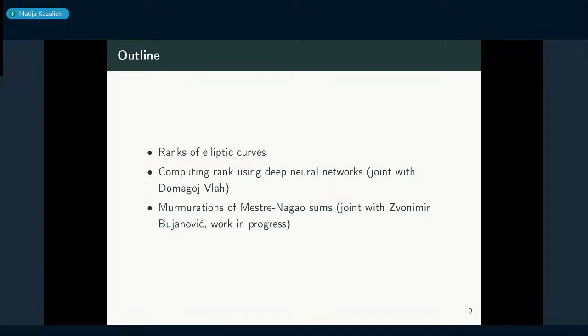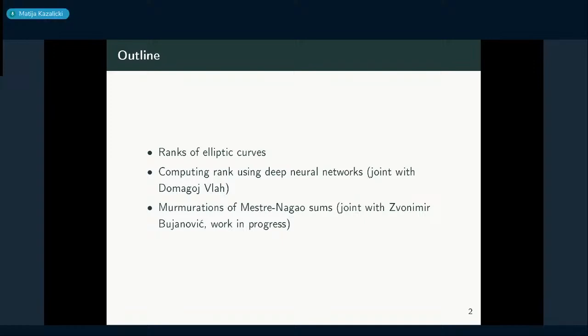So this is the outline of the talk. First I'll start with an introduction to elliptic curves and to the ranks of elliptic curves. This is for those who are not familiar with these topics. After that, I'll talk about the first project, about computing the rank using deep neural networks. This is joint work with Domagoj Vlah. And in the second part of the talk, I'll talk about the recent project with Zvonimir Bujanovic. This is work in progress. I'll talk about Mesner-Nagel sums, in particular about murmurations of Mesner-Nagel sums.